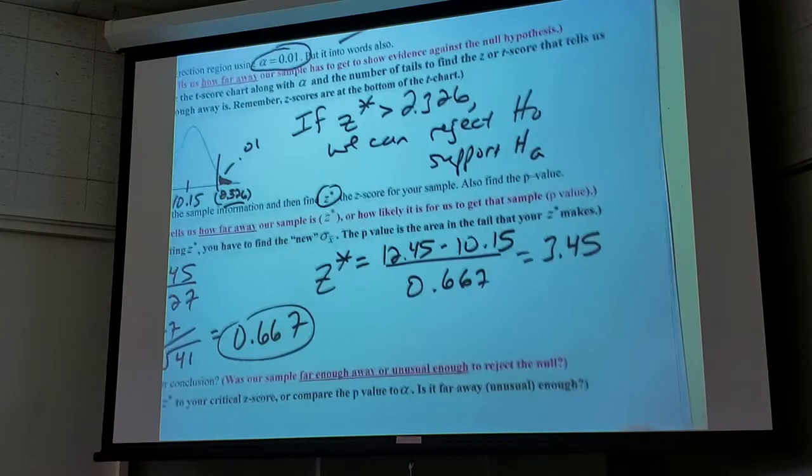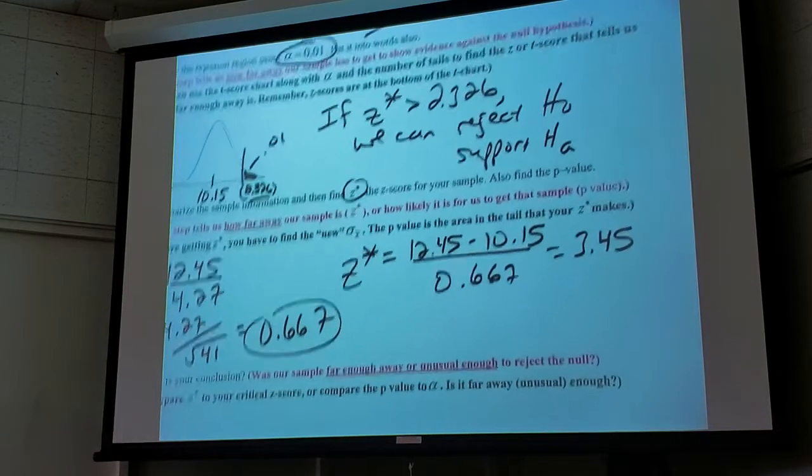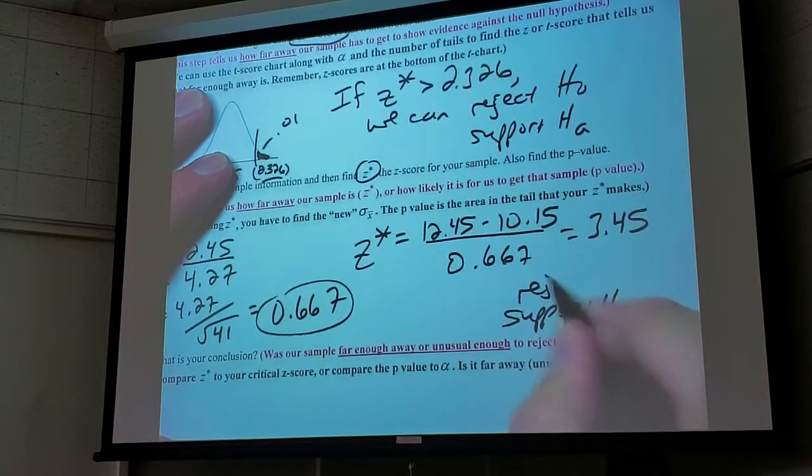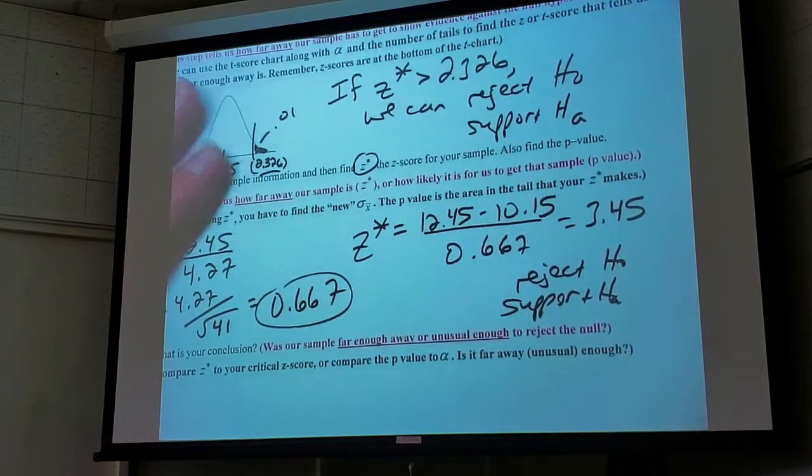So what are we able to do then? Support what? Support HA. Support HA and reject both. So I really want this to make sense. If I say reject the null and I say support the HA, I said the same thing twice. Because if I support the HA, that automatically means I'm rejecting the other one because they're opposites, right?